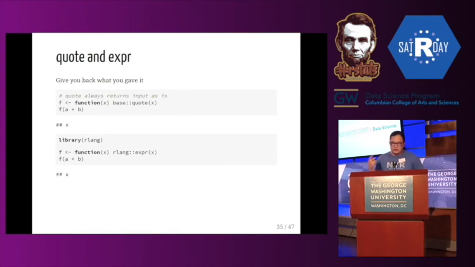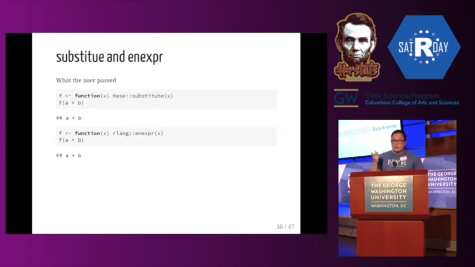So in base R, there's this quote function. And the equivalent to quote in base R is this expr function in rlang. And for substitute, it's enexpr. So essentially what you give it is what it will spit out.